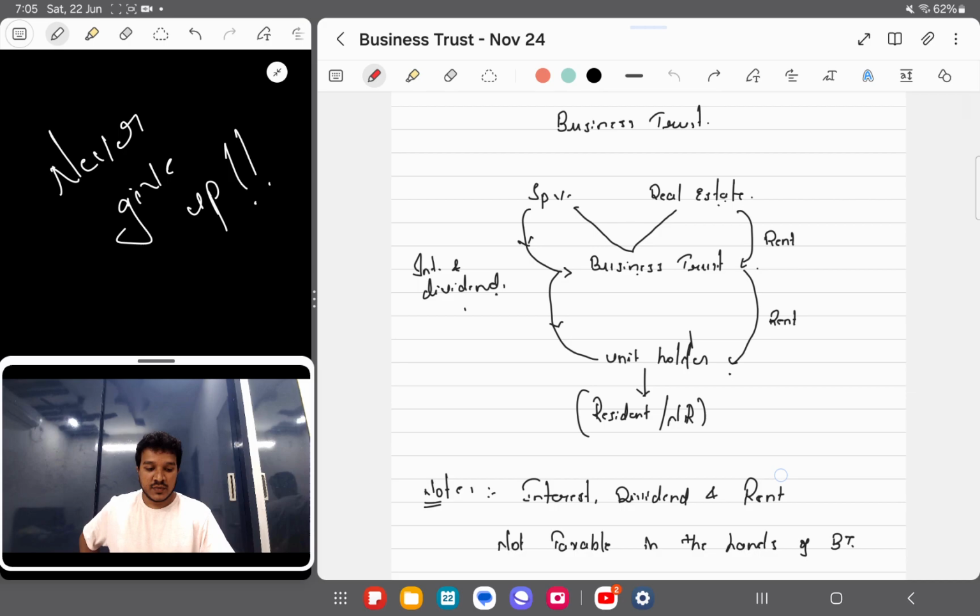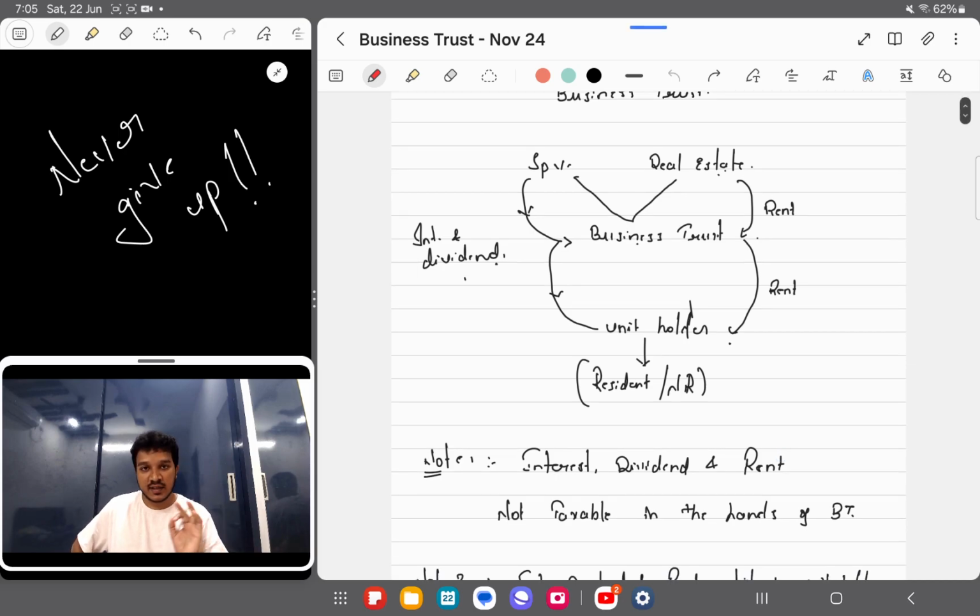So let's get started. First of all, in business trust, there are three parties involved. First one is unit holders, and then business trust, and then SPVs. Unit holders will go and invest in business trust, and business trust will go and invest in SPVs. If the investment is done in equity, you get dividend. If the investment is done as a loan or debt, then you get interest. Or else if the business trust invests in real estate, there you get rent. So now we have discussed three kinds of income, that is interest, dividend, and rent.